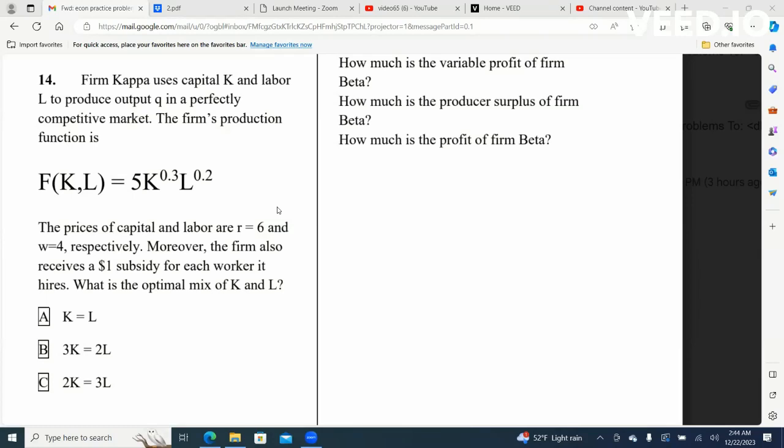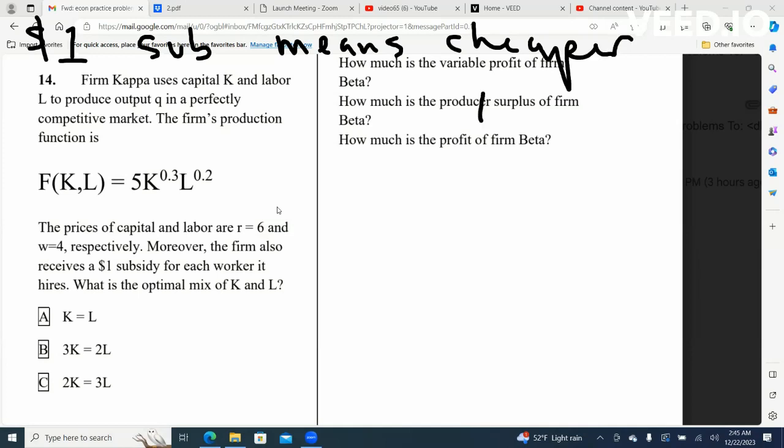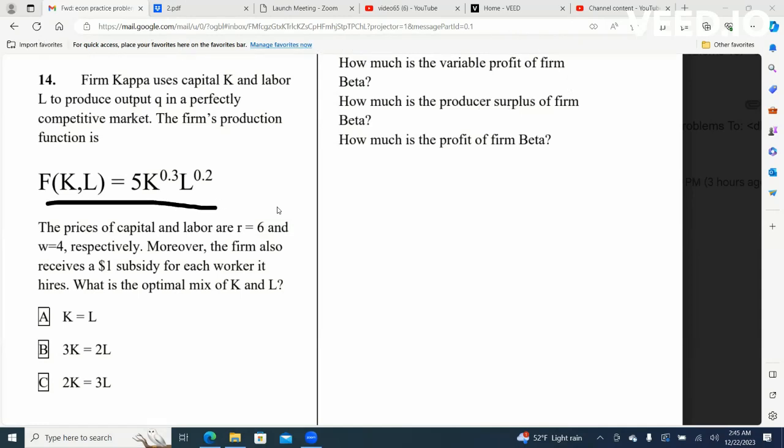So what is the optimal mix of K and L? It's the exact same procedure. Just remember that a $1 subsidy means cheaper labor for the firm. The wage is going to be the 4 that we pay minus the $1 subsidy, so the wage is therefore going to be 3.